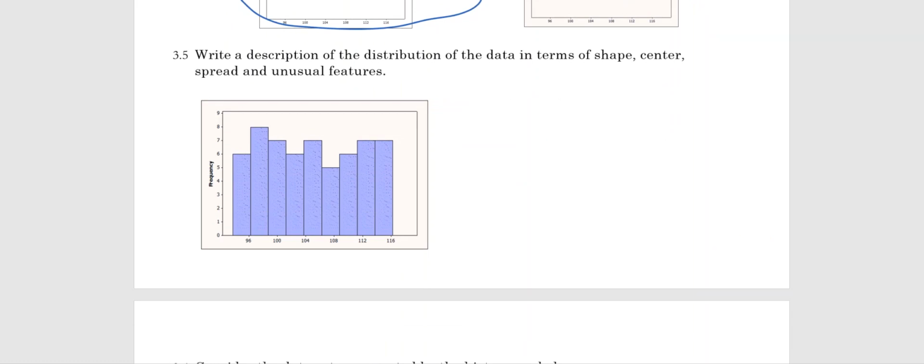Let's find out. As you notice, the bars are all about the same height. They're all around 7. So I'm going to go ahead and call this uniform.